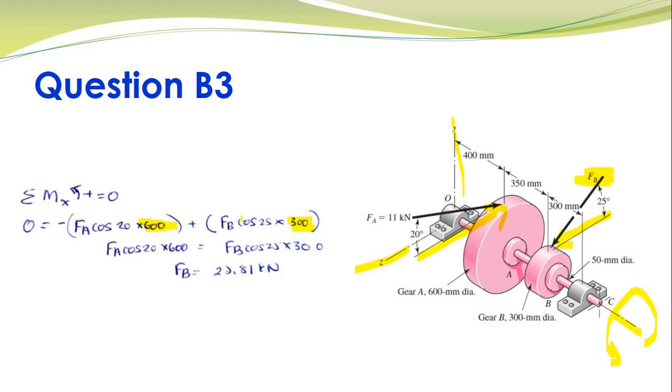You can also notice that I'm just using mm, because once I solve for Fb, mm and mm cancel out: Fb equals 20 times 600 divided by 300 cos 25. You'll see that these units cancel out, but I would recommend that you use your SI units. The horizontal component of Fa is going to cause a moment clockwise, so it's negative, which is why I have a negative. The horizontal component of Fb is going to cause a moment in the clockwise direction, so I have a plus. Once I solve for Fb, you get a value of 22.18 kilonewton. So that was the first step, to find your unknown force Fb.